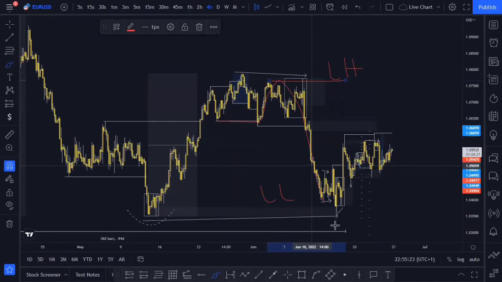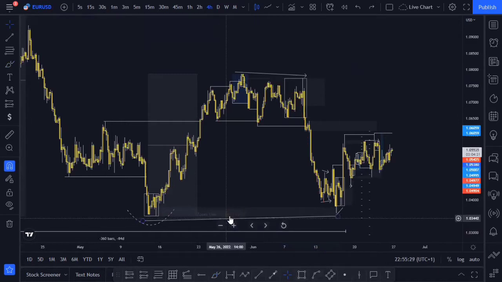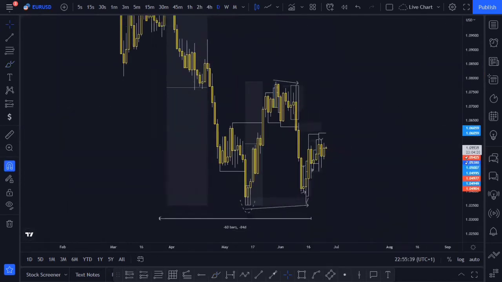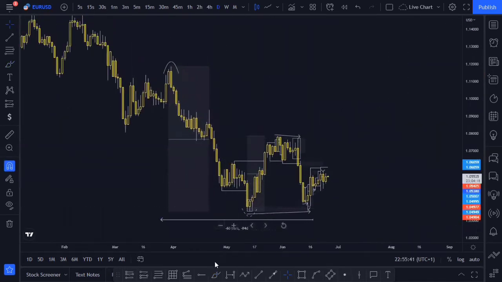So since the 4-hour structure is bearish and we are day trading, we mostly follow the 4H structure. And if you can remember, I said on the daily we had a break of previous structure here, a break of daily bearish structure.